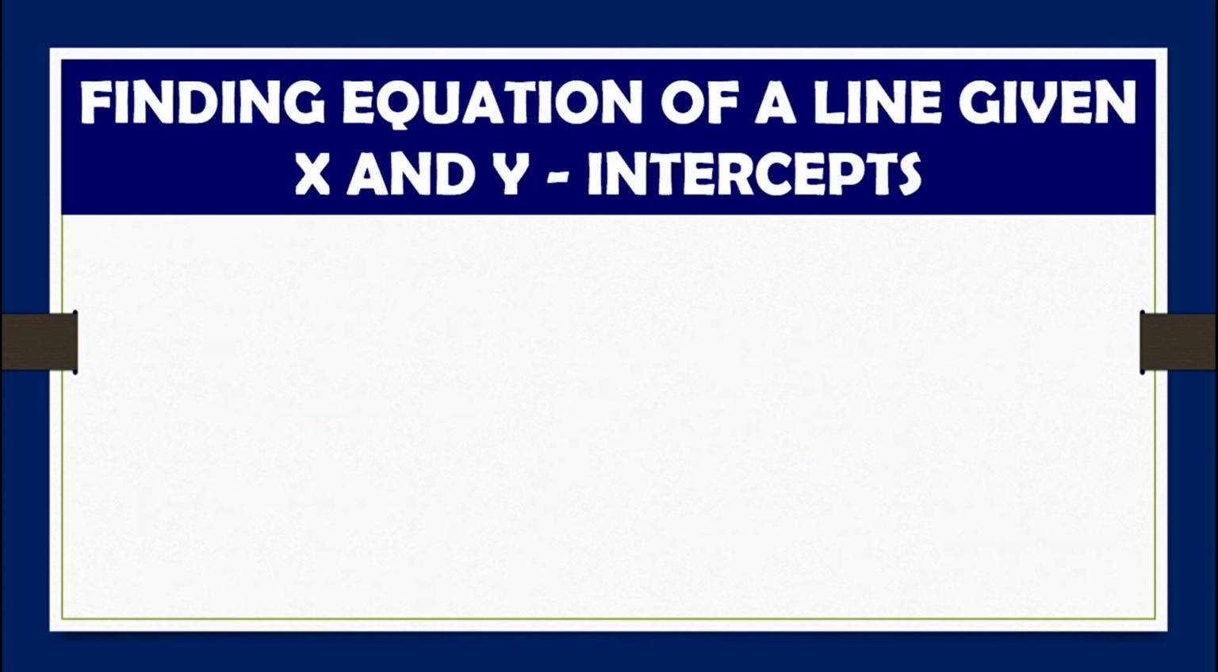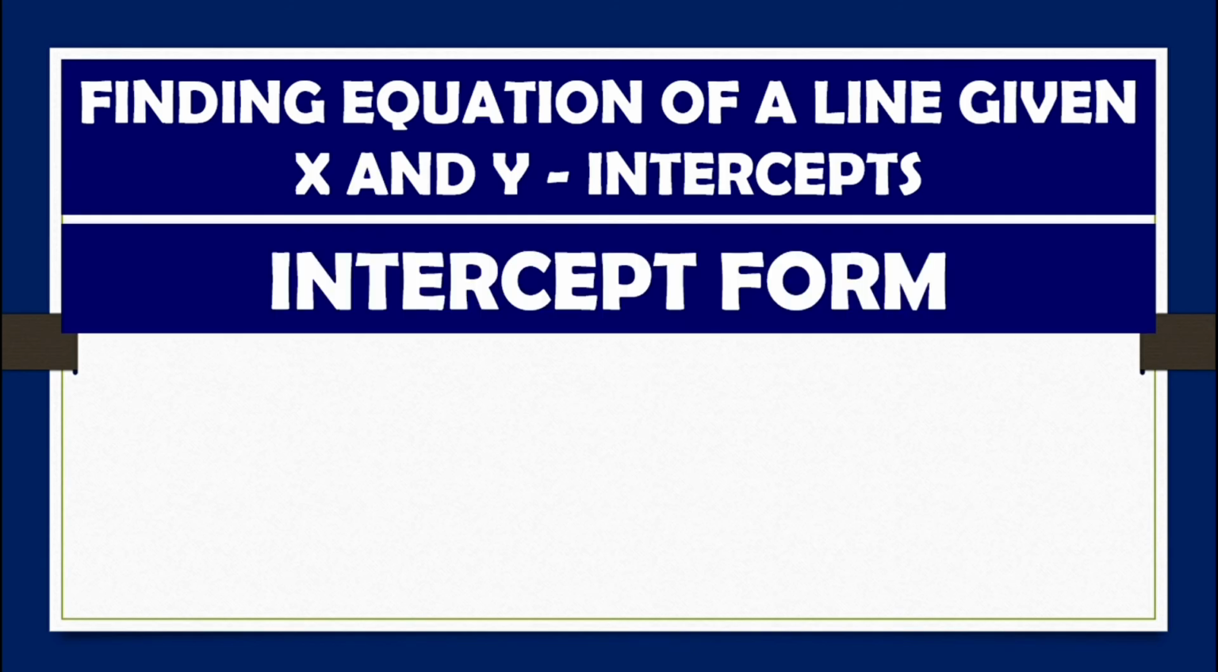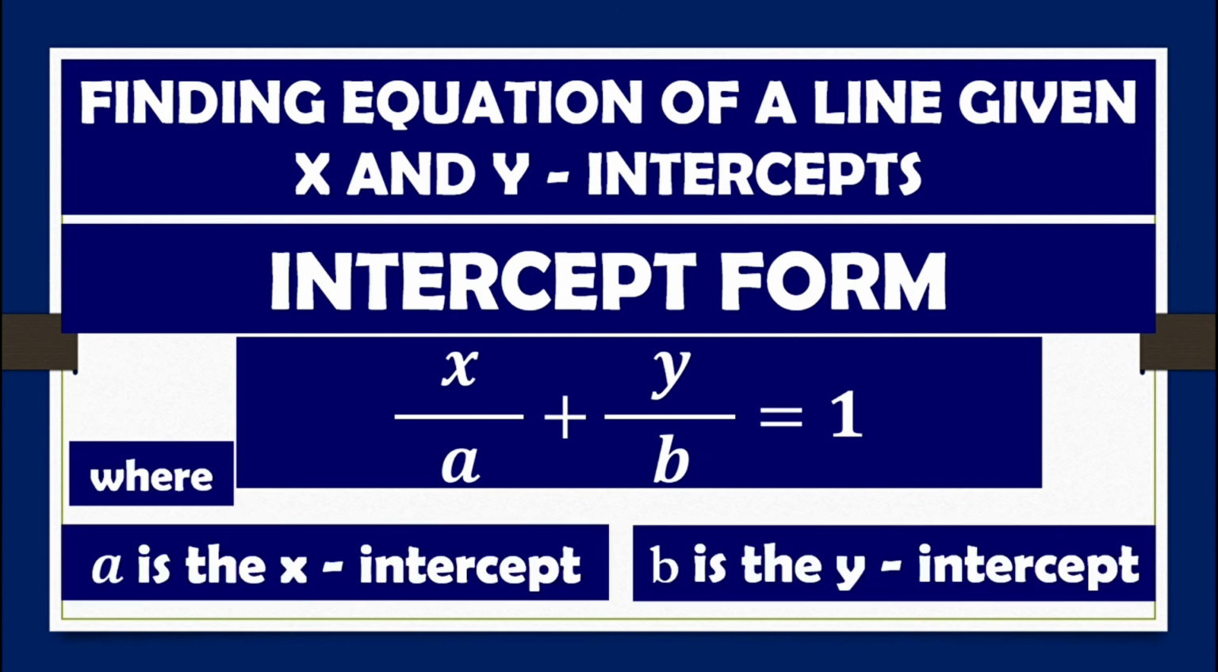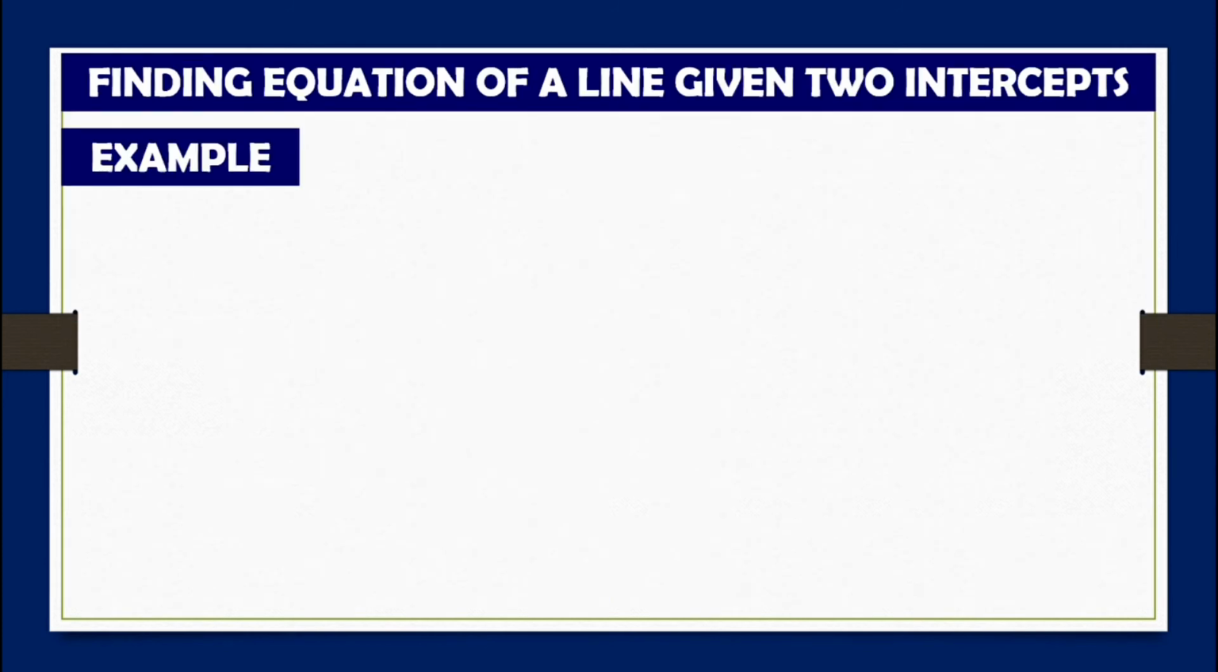Another way on how to find the equation of a line is when the intercepts are given. In this case, we will be utilizing the idea of the intercept form with the equation x over a plus y over b is equal to 1, where a is the x-intercept and b is the y-intercept. Let's have our first example.